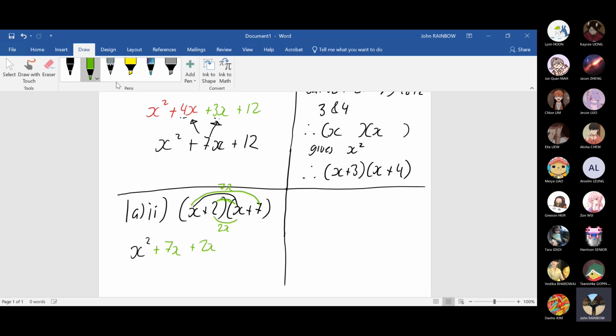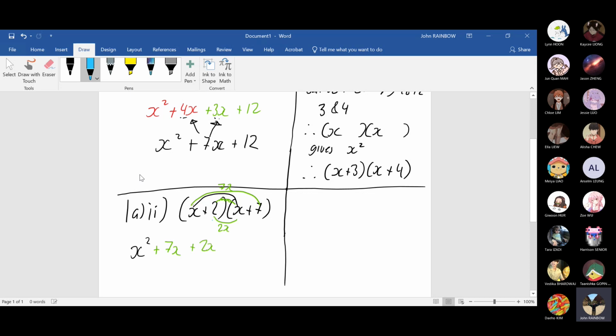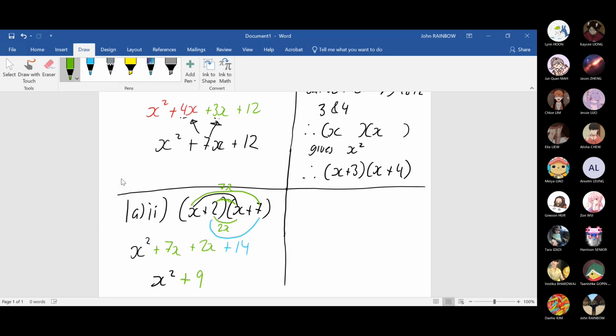And then I'm going to change pen to a different color, just to show you a different technique, which I probably should have done before. I'm going to do 2 by 7, which gives us 14. And then we collect our like terms. So I've got x squared plus 9x plus 14. Now, the reason why I did it like this is to help us with the next section.